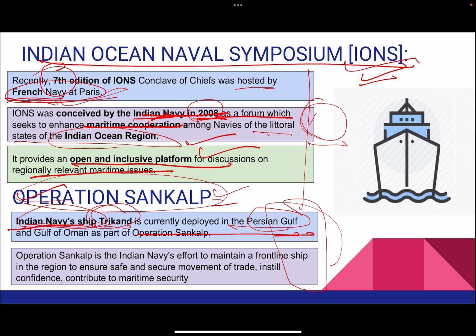So it is the Indian Navy's effort to maintain a frontline ship in the region, to ensure safe and secure movement of trade, instill confidence, and contribute to maritime security. So basically, for the purpose of safety and patrolling, this ship was sent. The operation is called Sankalp.